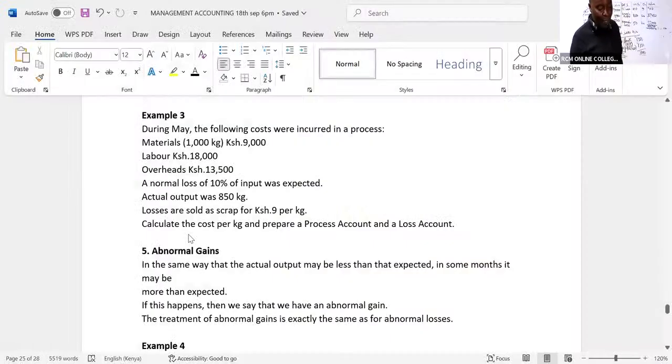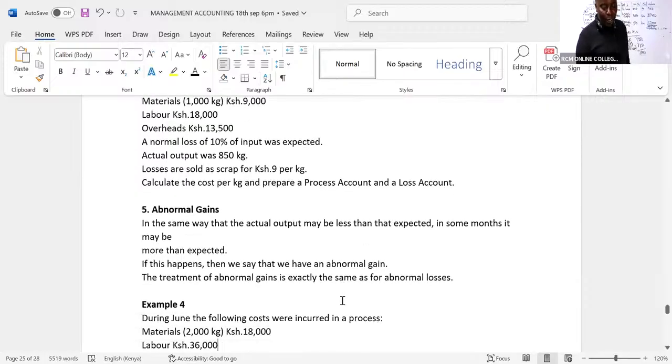So you can see number 5 here, abnormal gains. In the same way that the actual output may be less than expected, in some months it may be more than expected. If this happens, then we say that we have an abnormal gain. The treatment of abnormal gain is exactly the same as for abnormal losses. So then I will go to example number 4 before I start looking at your past papers.